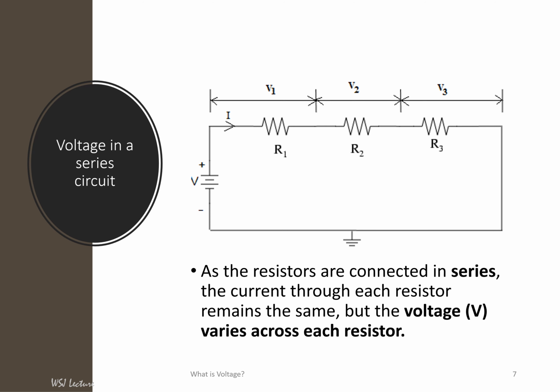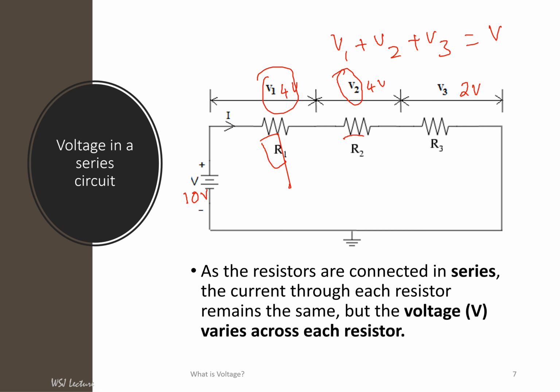Say for example, if the total voltage is 10 volt, the voltage across the first resistor may be 4 volt, the voltage across the second resistor may be 4 volt, and the voltage across the third resistor may be 2 volt. If you add these three voltages, that is V1 plus V2 plus V3, you will get the total voltage. This voltage drop depends on the value of the resistor.